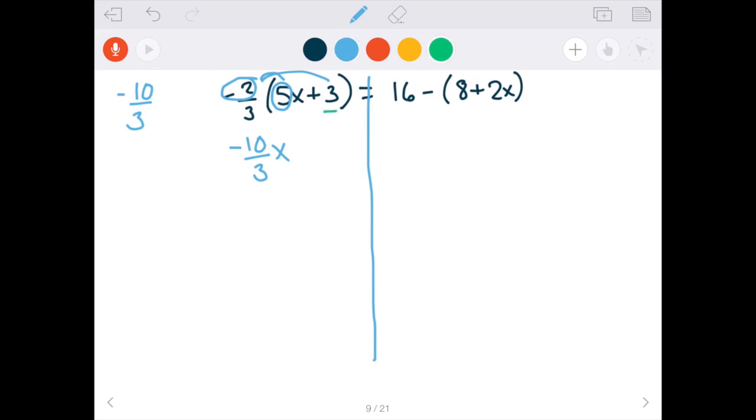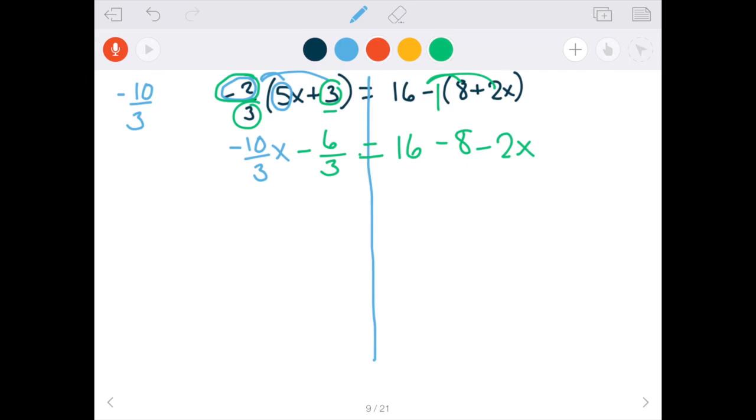So if we do the same thing with the 3, if I multiply the numerator times 3, I get negative 6. And then this third stays. I've got a negative 1 here to distribute. Okay? Now you're thinking, but Ms. Bryant, you just made that worse. Now I have lots of fractions.